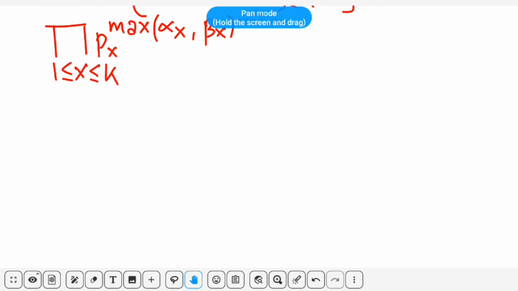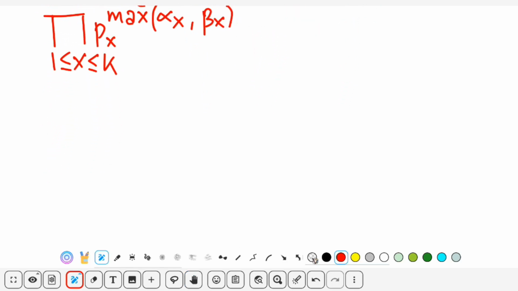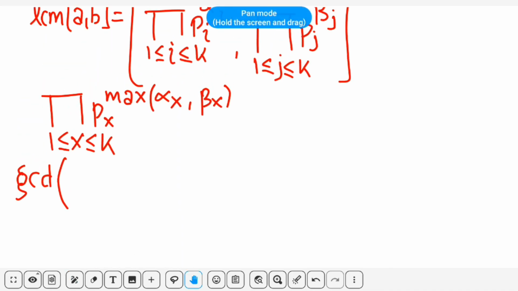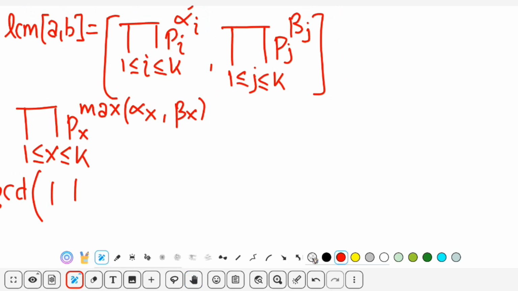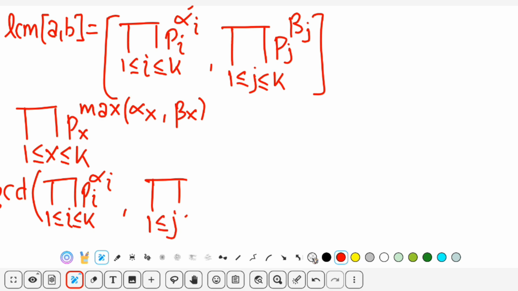Okay, now let's figure out the GCD of these two numbers. Now the GCD of, so what are those numbers? Okay, the GCD of the product 1 less than equals to I less than equals to k Pi raised to the power alpha I comma 1 less than equals to j less than equals to k Pj raised to the power beta j.